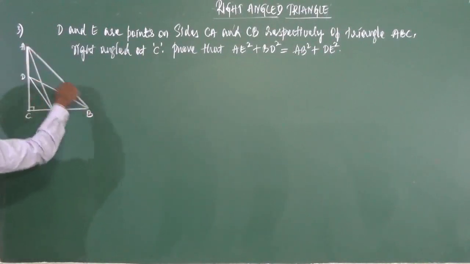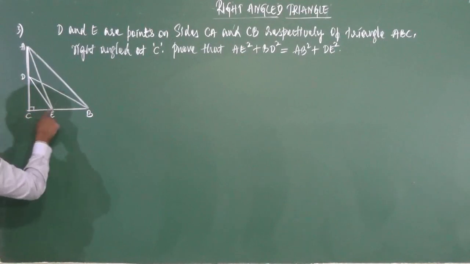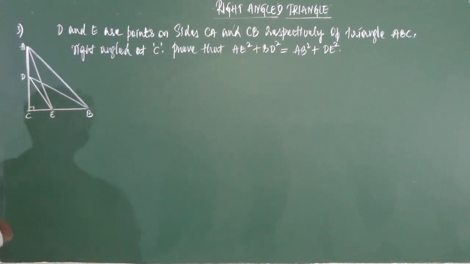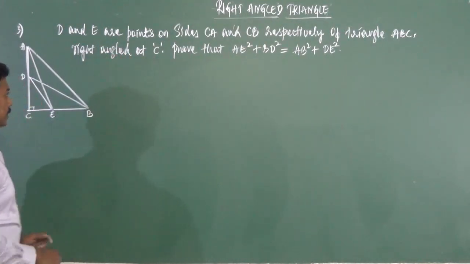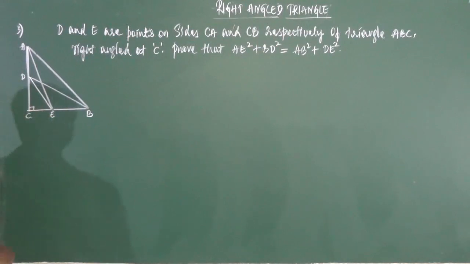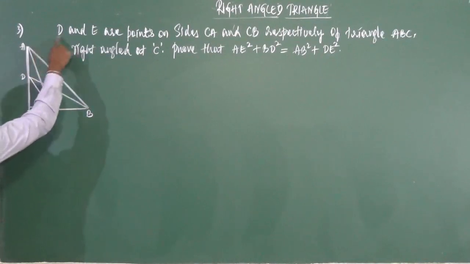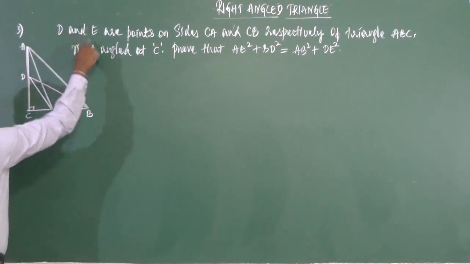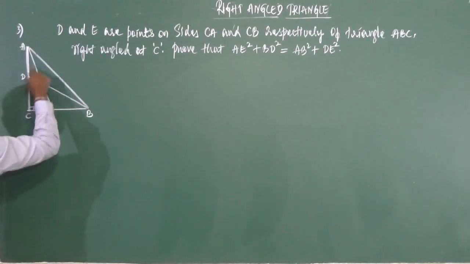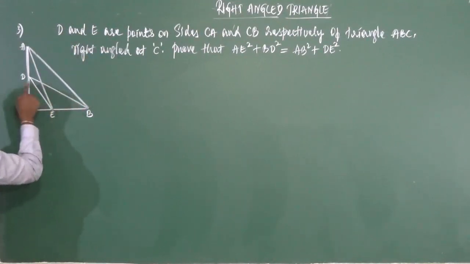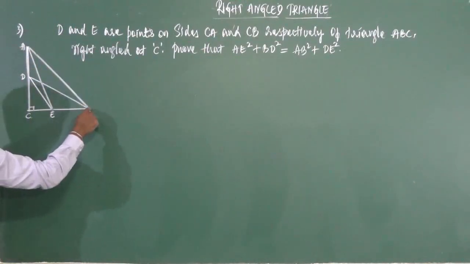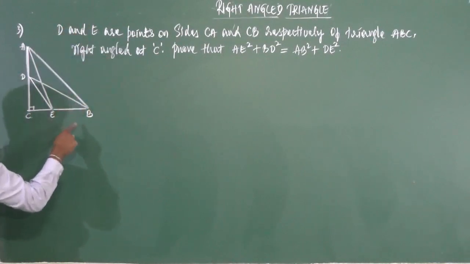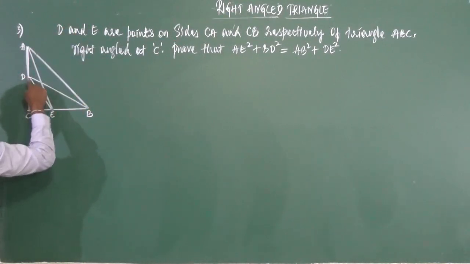So here ABC is a triangle. D is a point on AC, E is a point on BC. Right. So the triangle ABC is right angled at C. According to the problem, it is right angled at C, so I have mentioned that through the symbol. So prove that AE square plus BD square, that is the square on AE plus the square on BD, is equal to AB square plus DE square.